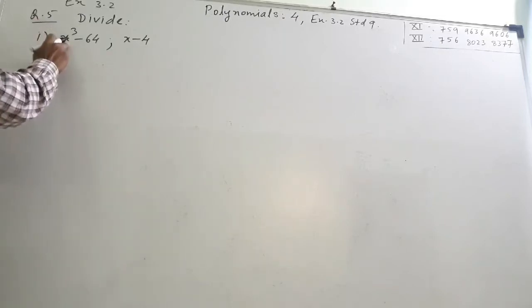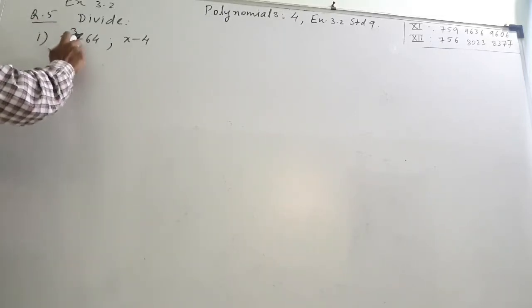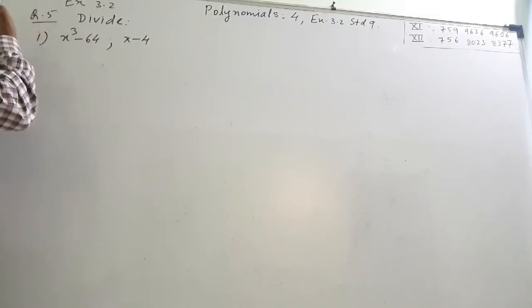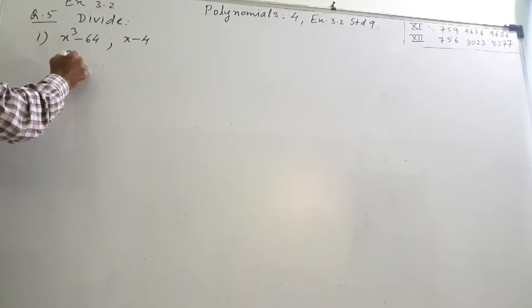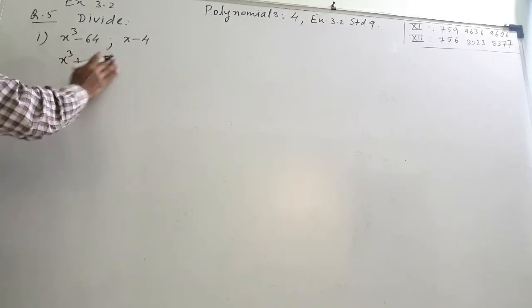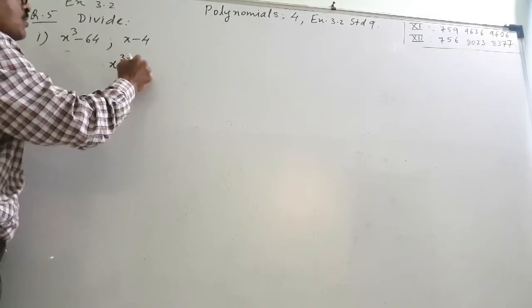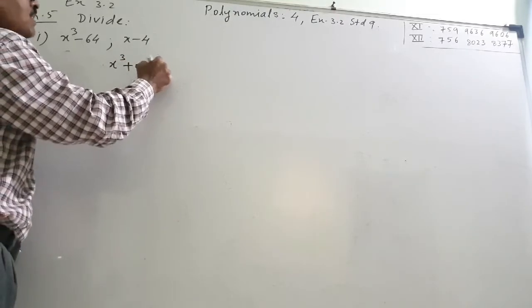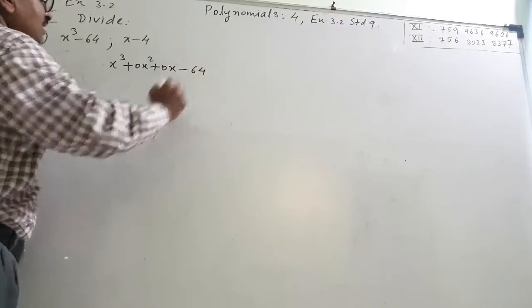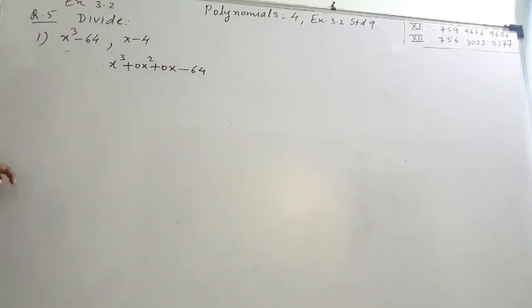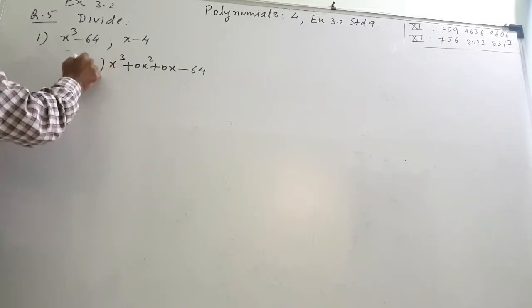So this is not in the sequence. x cube, x square, x, they are missing. So x cube plus 0x square, I will write it here. x cube plus 0x square plus 0x minus 64. In the sequence I will write. If you don't write, no problem. Divided by x minus 4.